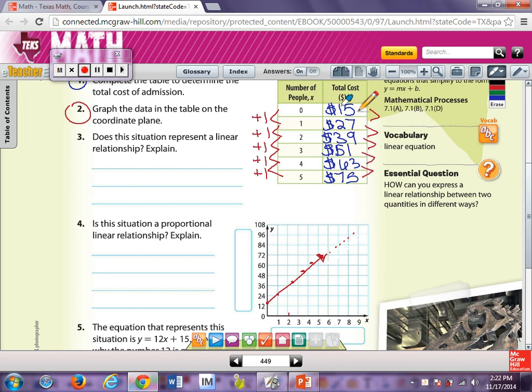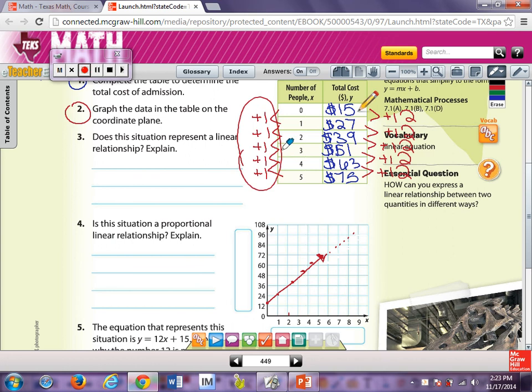So from 15 to 27, 15 to 25 is 10 plus 2 more. That's an increase of 12. 27 plus 10 more, 37 plus 2 more, have the same increase here. So I notice I have the same rate of increase on both the y for the cost and the x for the number of people.